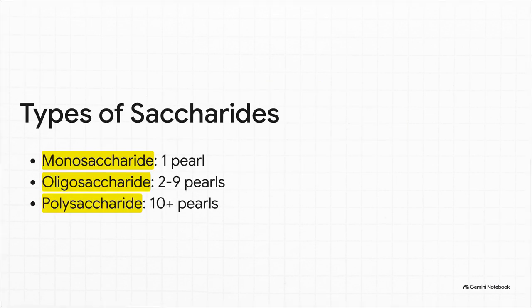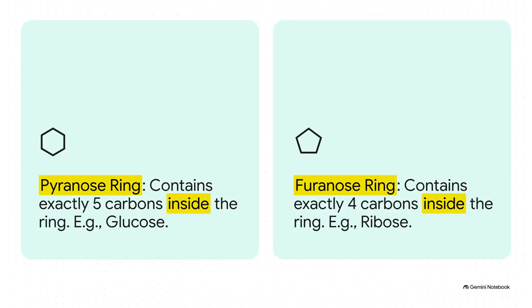Carbohydrates, scientifically known as saccharides, or just sugars, are classified exactly by how many of these pearls are strung together. A monosaccharide is just a single pearl. It's one simple sugar unit, made of roughly 3 to 7 carbons. If you link a few of them together, say a short string of 2 to 9 pearls, you get an oligosaccharide. And if you string together a massive, heavy necklace of 10 or more sugar pearls, boom, you've built a complex polysaccharide.